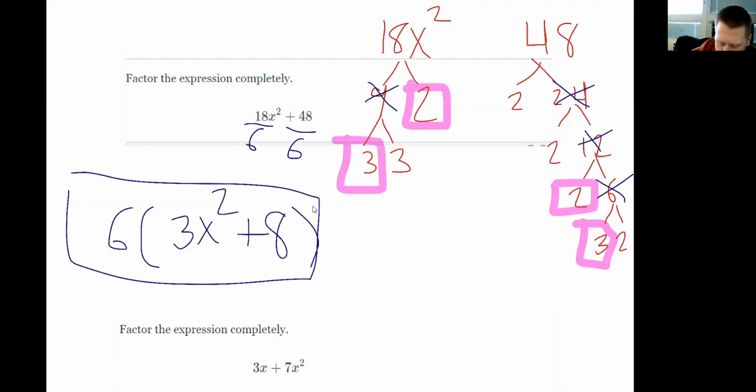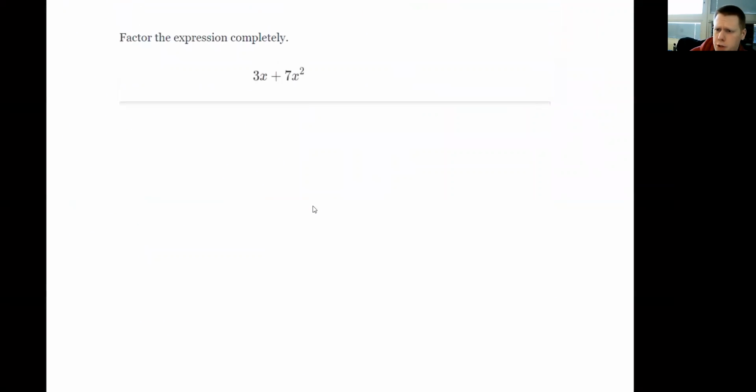Let's look at another one though. These questions are coming straight from Delta Math. So hopefully this helps. All right, so for a question like this, we have 3x, we have 7x squared.